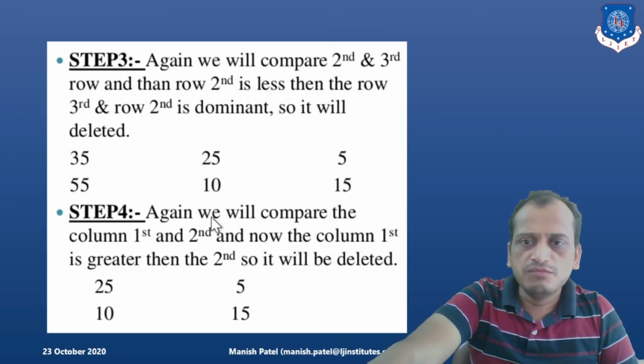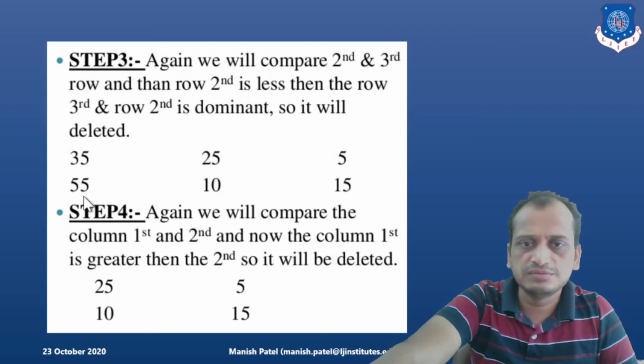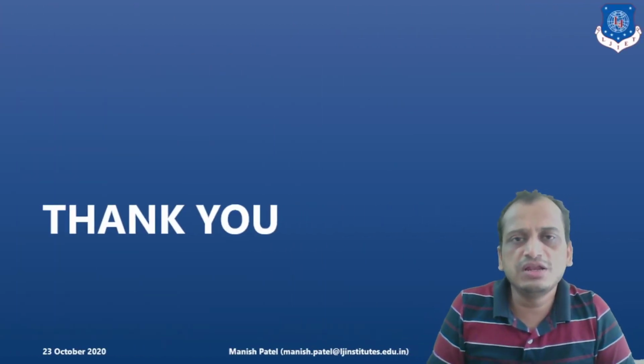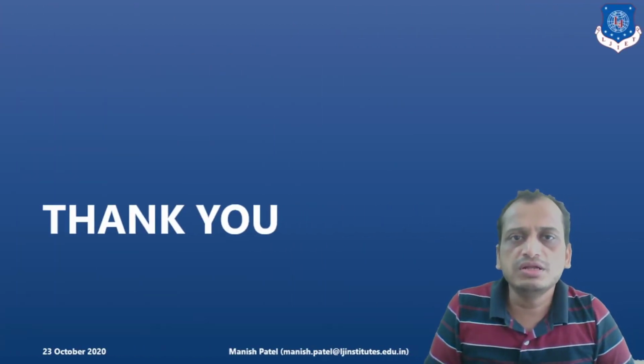Now again, we will compare the first and second column. 35 and 55, 25 and 10. If we compare these two, this is greater, so we will remove this first column. So what is the answer? 25, 5, 10 and 15. A 2 cross 2 matrix is there. In this way we can easily reduce the matrix with the help of the dominance principle.